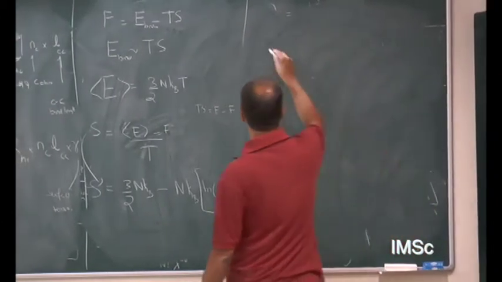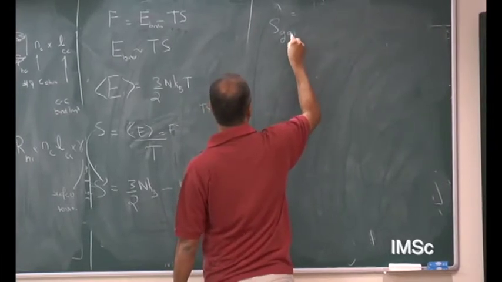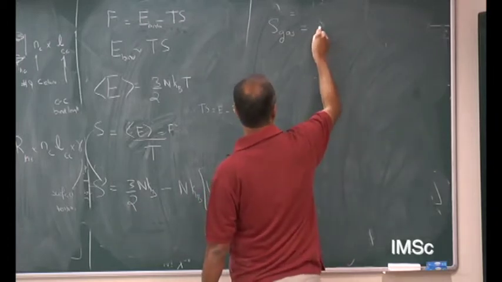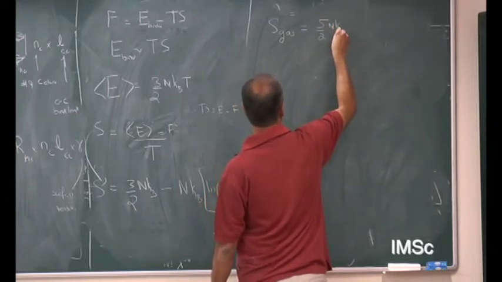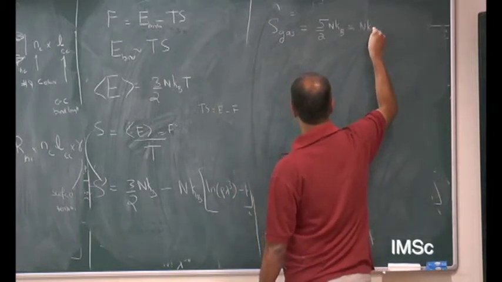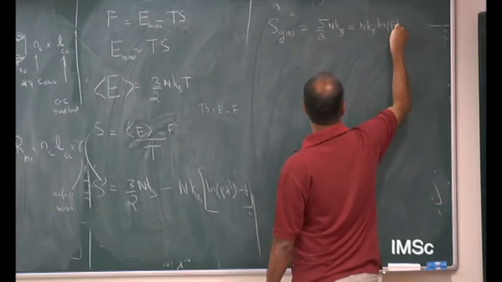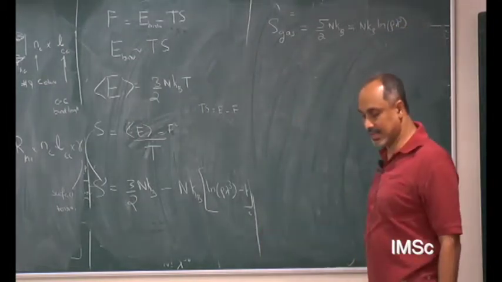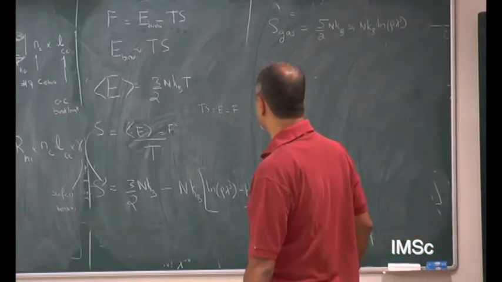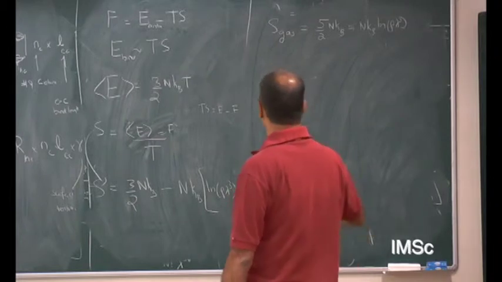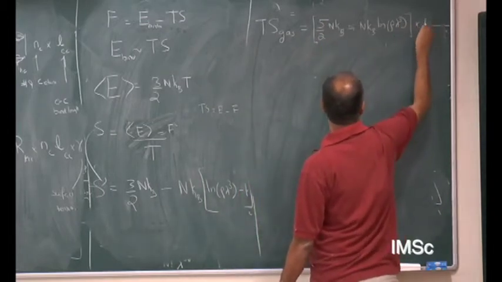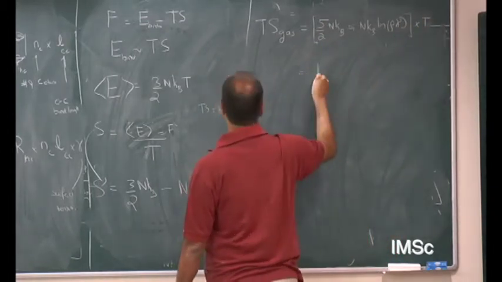So first let's just simplify this term here and write S of the gas state or the homogeneous state as 3 by 2 n kB plus n kB, which is 5 by 2 n kB, and then the other term, which is minus n kB times log of rho times lambda cubed. Okay, so that's the gas entropy here. And now I must equate that to E binding. So T times S gas is this object times T, and I must set this equal to E binding.